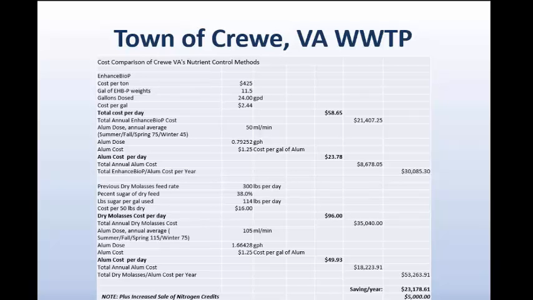You can see that our total dry molasses and alum costs on an annual basis was in the neighborhood of $53,000. You look at the top, when we switched to the enhanced BioP, which is the molasses-based product, because it contains a higher sugar content, we were able to lower the feed rate, and because we were getting biological phosphorus removal, we were able to significantly lower our liquid alum usage to where our present total alum cost and our total enhanced BioP cost combined is in the neighborhood of $30,000, which is about a $23,000 a year savings.